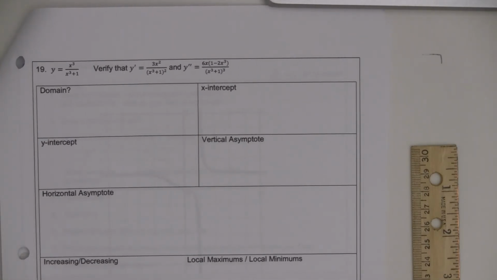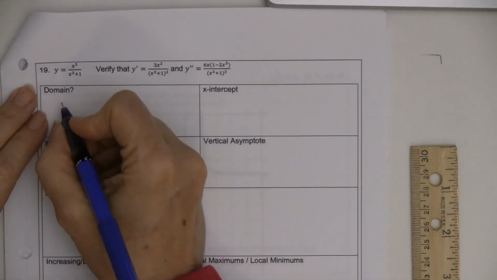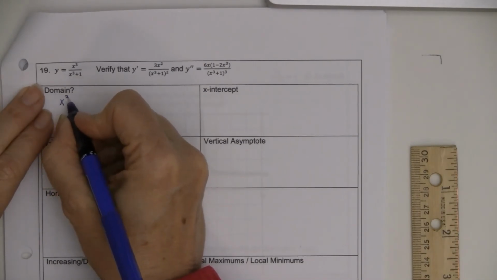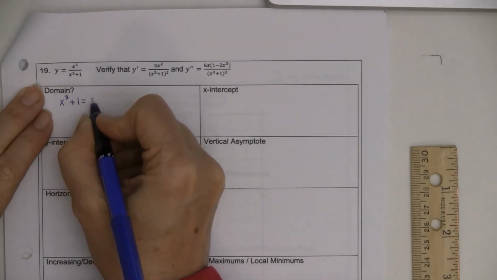This is problem 19 out of your textbook. We're going to look at the domain. The domain is where you can see that the numerator and the denominator on 19 aren't going to have any common factors. The domain is going to be, you want to exclude any point that makes your denominator equal to zero.